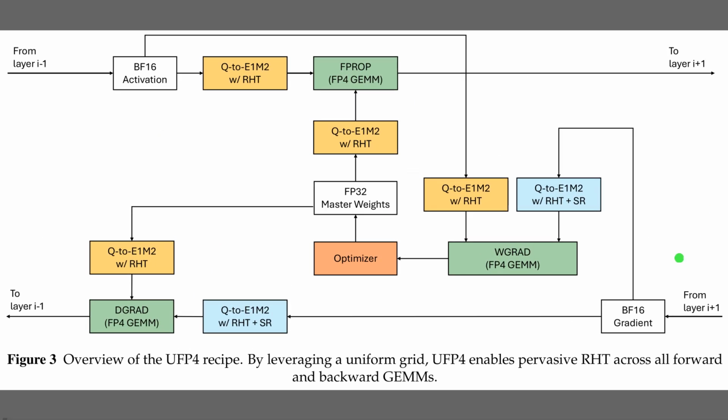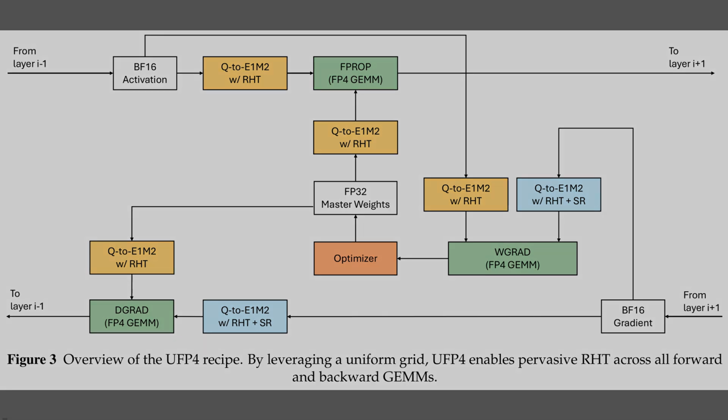Figure 3 diagrammatically details the comprehensive UFP4 training recipe. The system applies the random Hadamard transform, which rotates tensors to prevent extreme values, across all three general matrix multiplications, known as GEMMs. These operations include forward propagation, data gradient, and weight gradient, labeled here as FPROP, DGRAD, and WGRAD. The yellow blocks represent quantization to the uniform E1M2 format with the transform applied. Meanwhile, the blue blocks highlight where stochastic rounding, a probabilistic rounding technique that preserves gradient expectations, is added to the gradient paths to maintain high numerical precision.